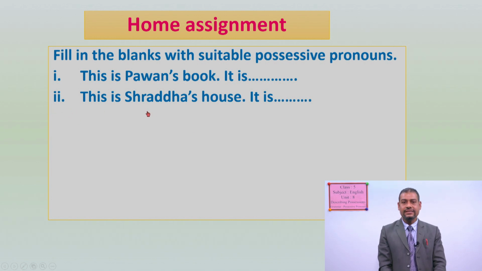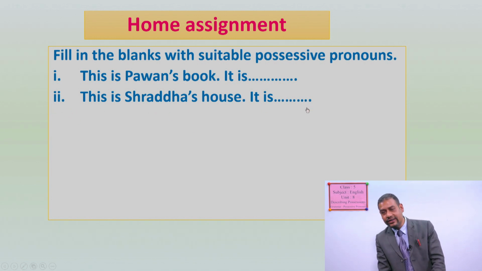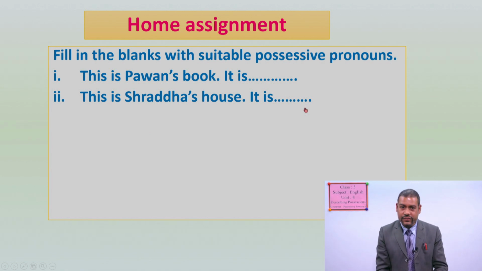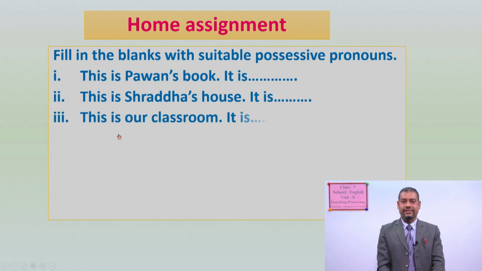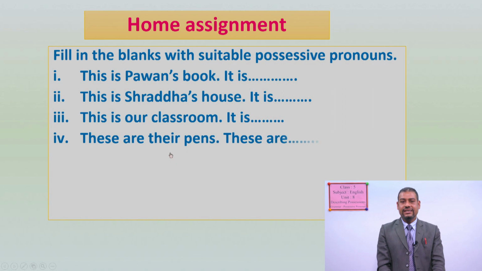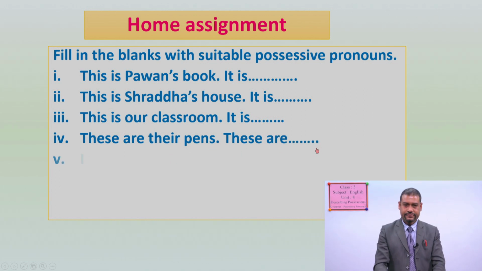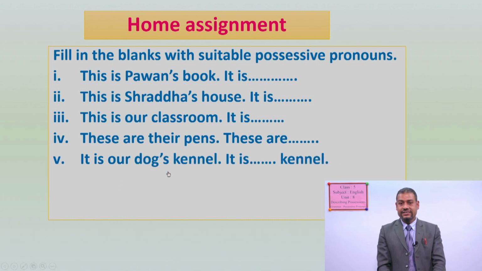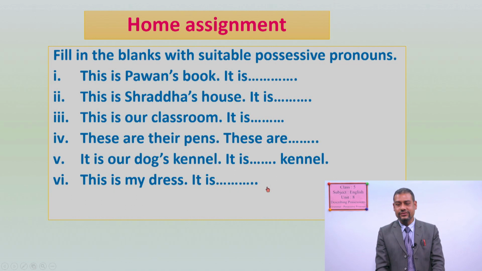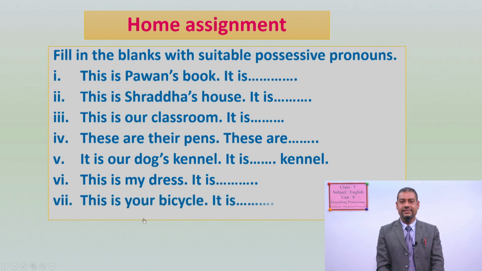Number 2, this is Shraddha's house. It is, you have to supply the correct possessive pronoun. Number 3, this is our classroom. It is, you have to supply the correct possessive pronoun. These are their pens. These are, again you have to supply. It is our dog's kennel. It is, you have to write down the correct one. Now, this is my dress. It is, you have to write down. And this is your bicycle.